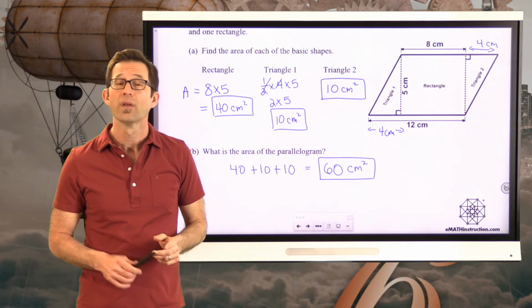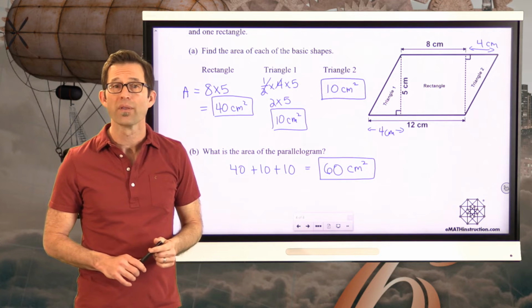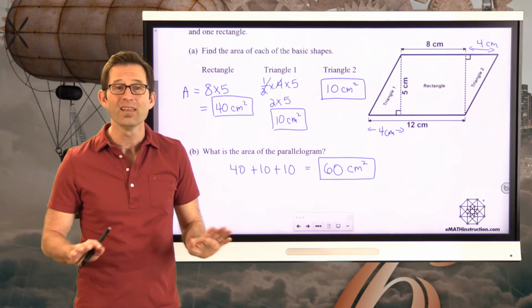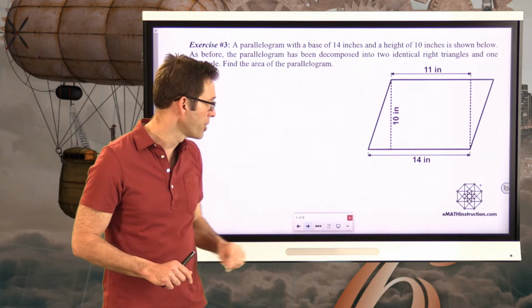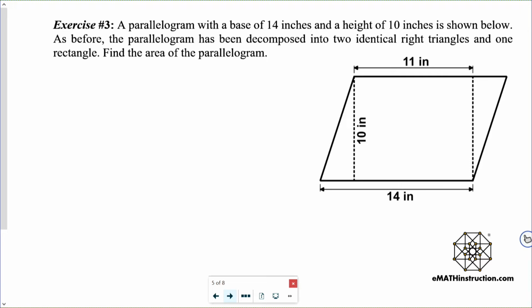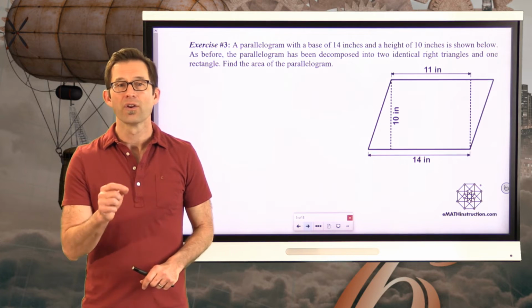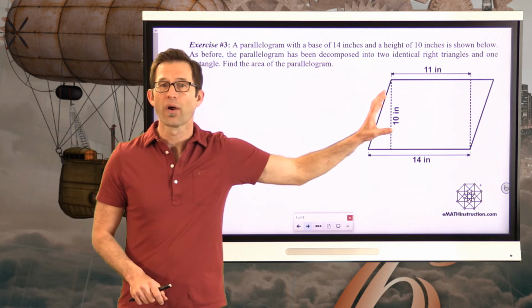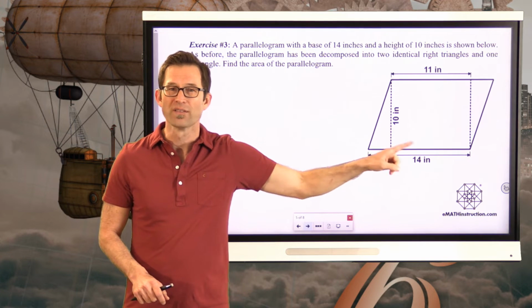All right? So let's keep going and do another one of these problems where we find the area by decomposing the parallelogram. All right, here we go, exercise number 3. A parallelogram with a base of 14 inches and a height of 10 inches is shown below. As before, the parallelogram has been decomposed into 2 identical right triangles and 1 rectangle. Find the area of the parallelogram. Fantastic. I'd like you to pause the video now and see if you can figure out how many square inches fall inside of this figure.